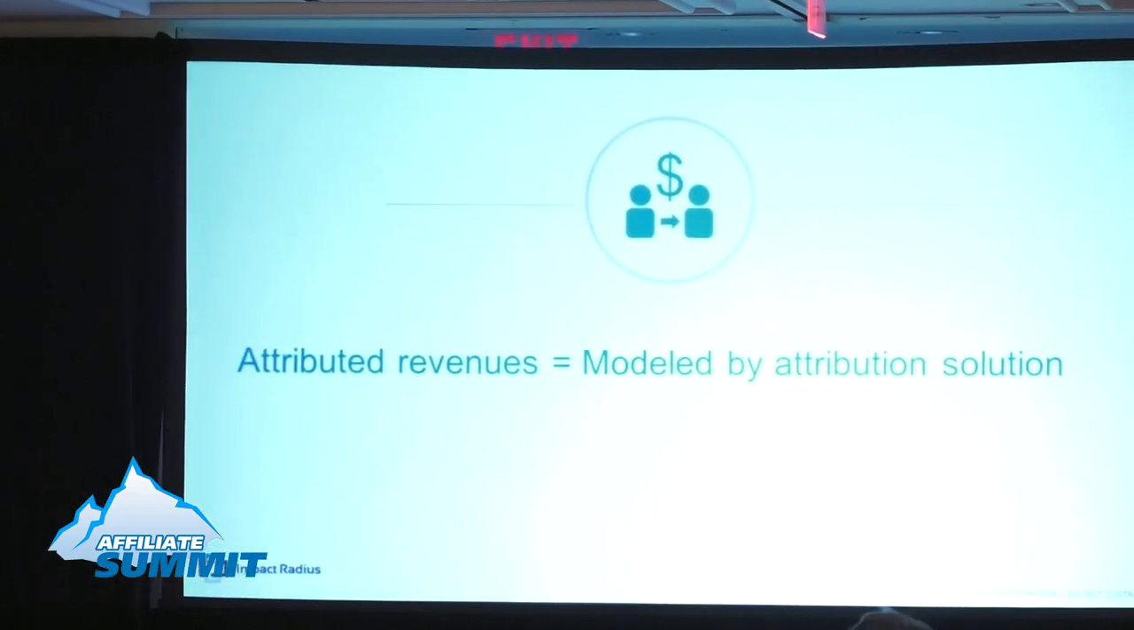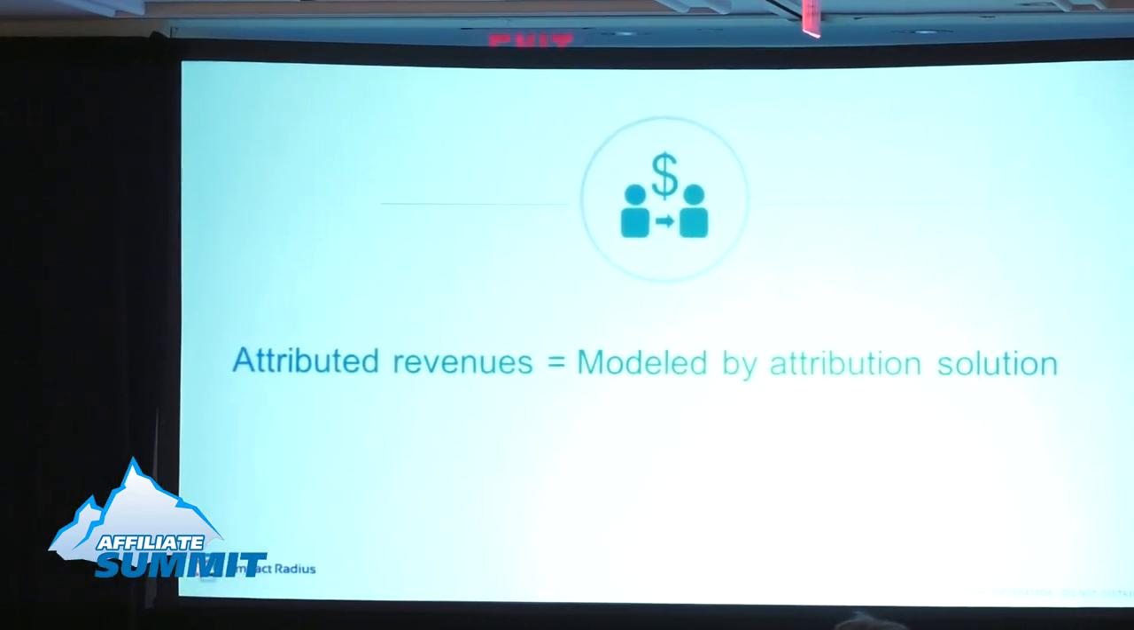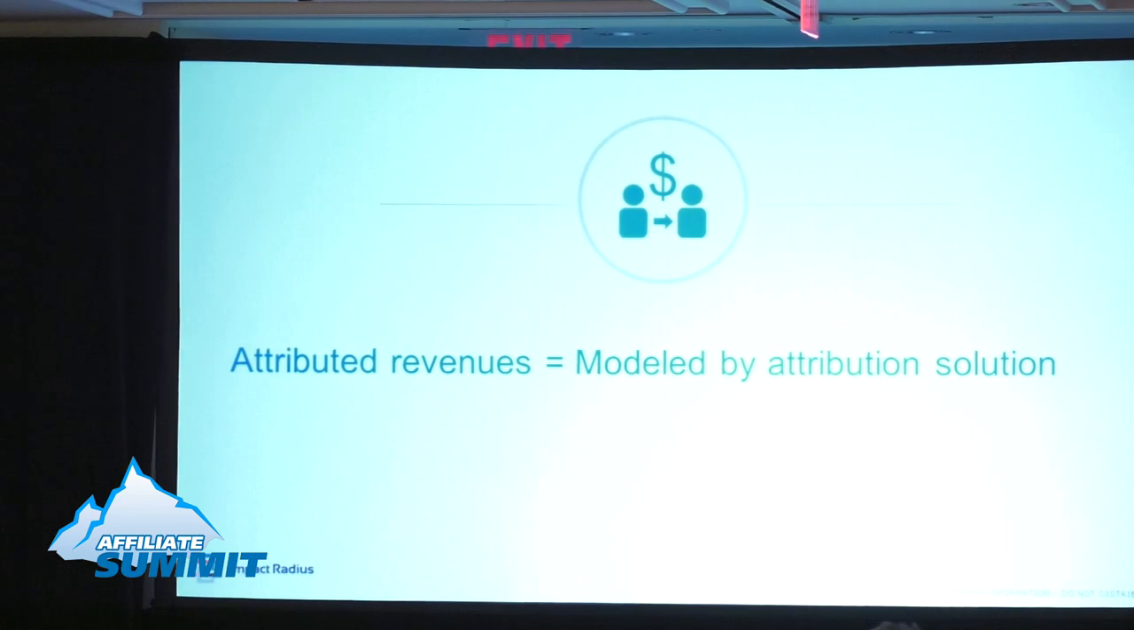So attributed revenue is going to be the revenue modeled by some type of attribution solution. It can be in-house, it can be something we provide or another company, that your marketing team is pretty happy with. It works. It's taking all the factors, all the touch points in. So now let's make it work.